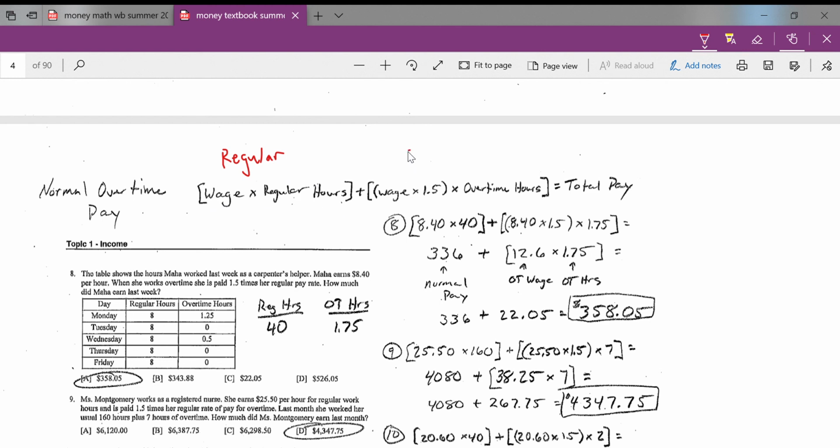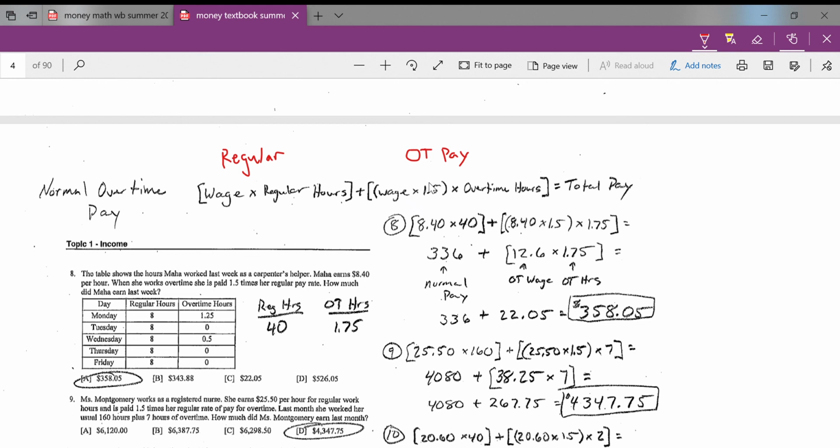Then this bracket represents the overtime pay, where standard overtime is 1.5 times your regular hourly pay. So the holiday problem we just did was twice or two times. Regular overtime is 1.5 times your regular wage.